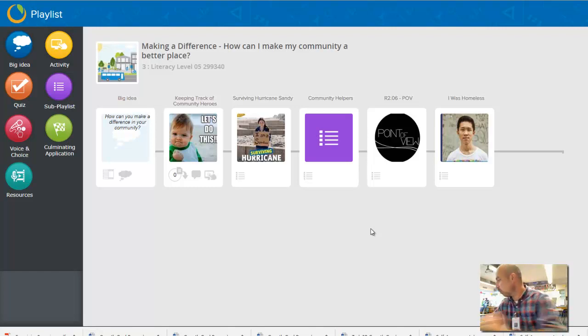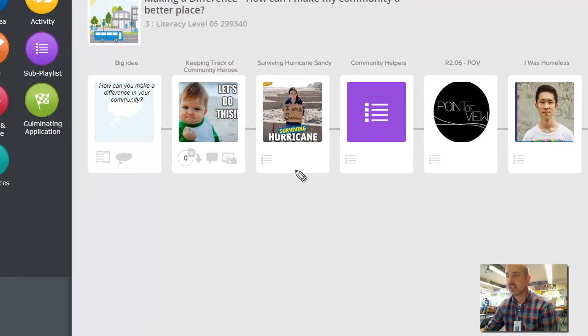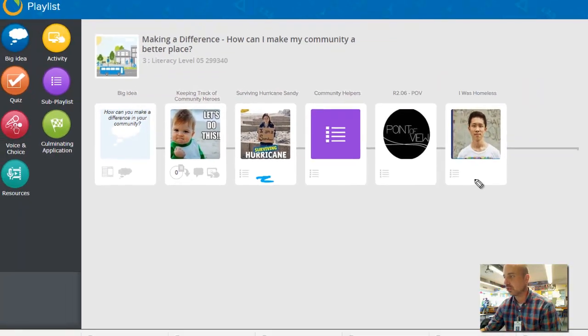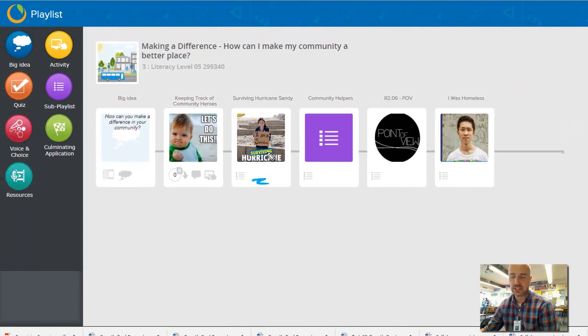Both of them were all about how we can help our community out and how there are people out there who are helping their community out. Surviving Hurricane Sandy was about a girl who hooked up kids who had lost some things during Hurricane Sandy with people who wanted to donate toys. And this one was about a boy who was living in a homeless shelter and also had to go to school at the same time.